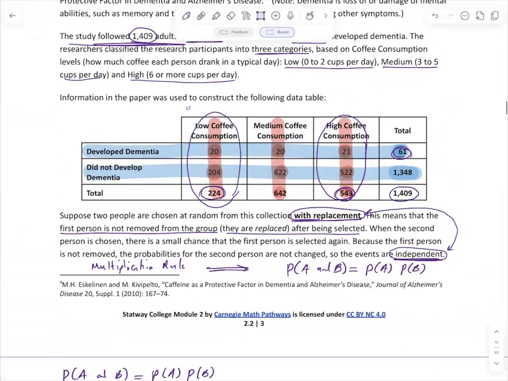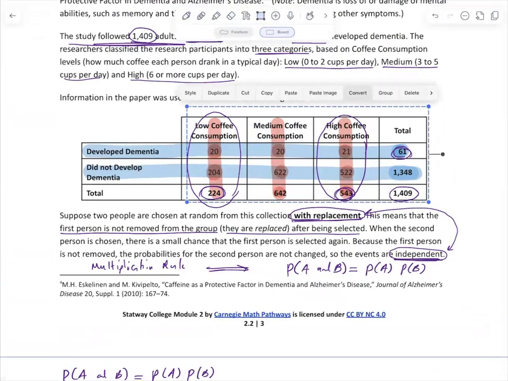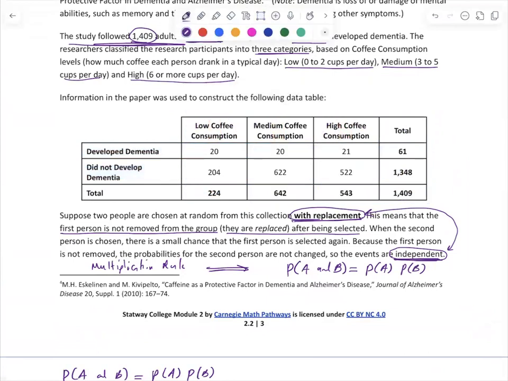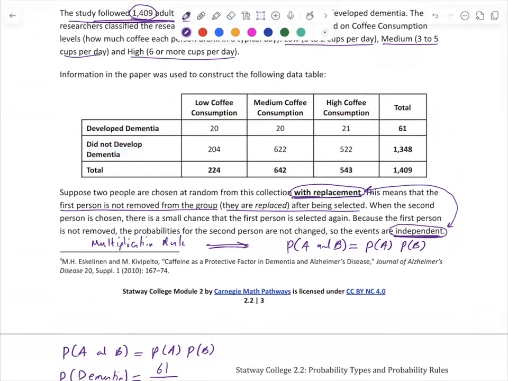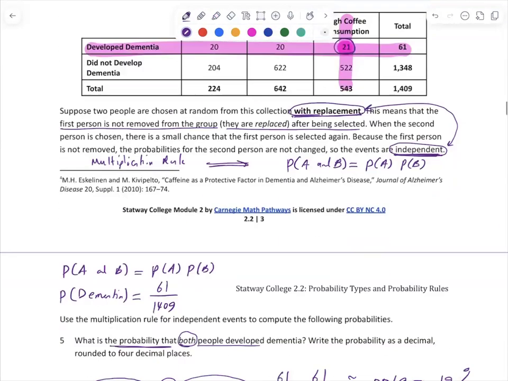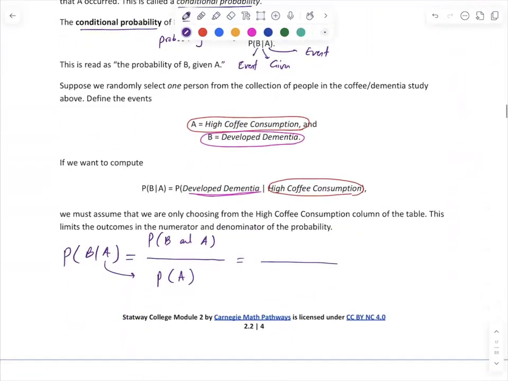Let me just remove these to avoid any confusion here. This is my high coffee consumption group, and the number of people who actually develop dementia is 21. This is the intersection, 21. So I have my 21 that goes on my numerator, 21 out of 1,409. Remember that, it's a probability. On the numerator, you have 21 divided by 1,409.